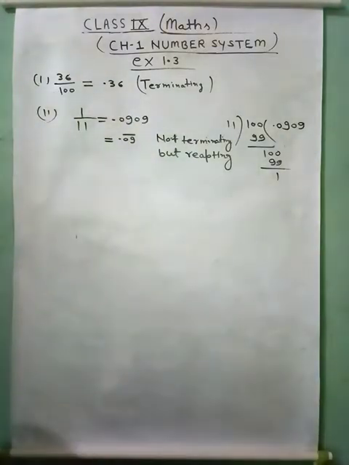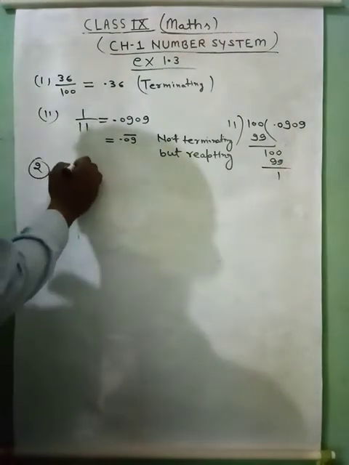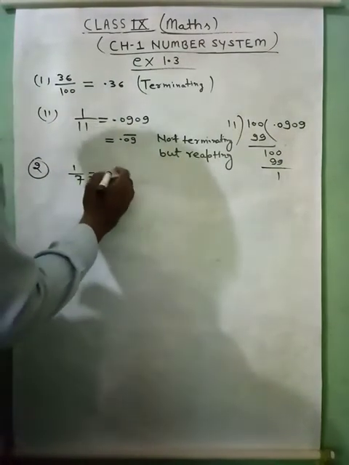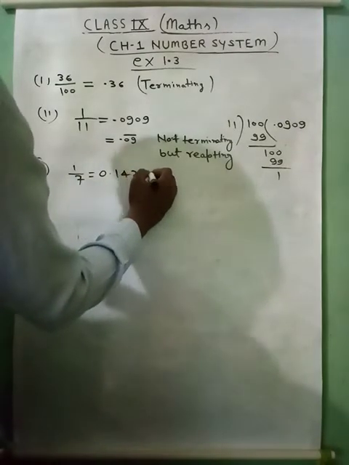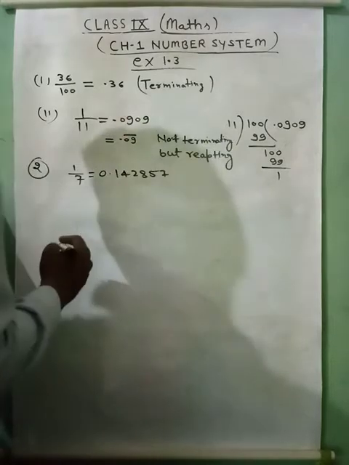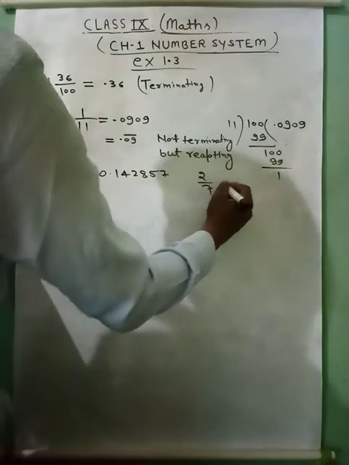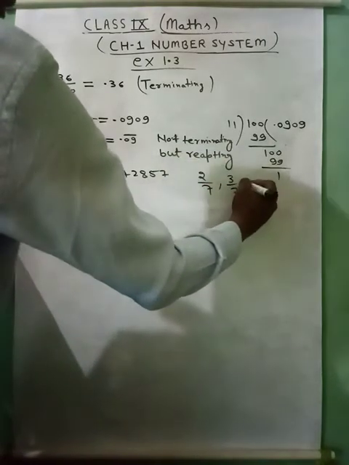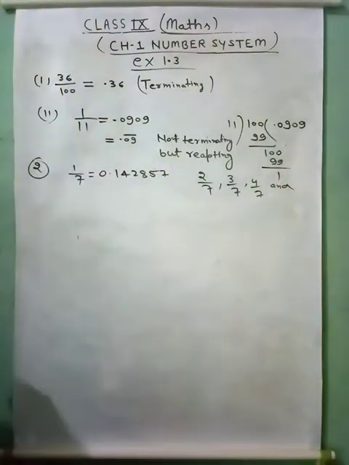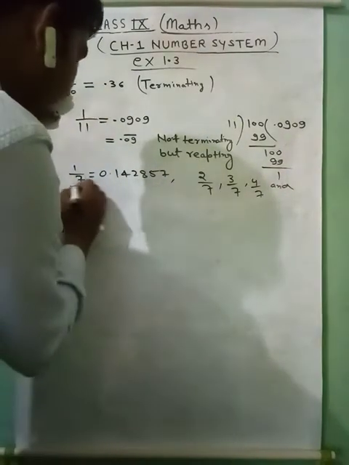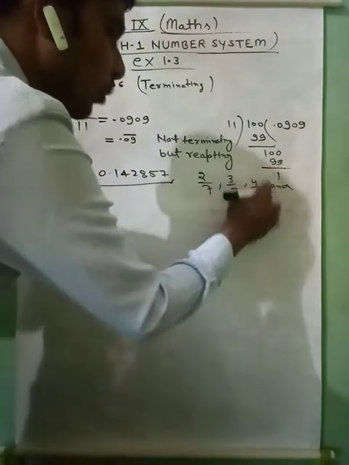Next, question number second. In question number second, it's saying that the value of 1 by 7 is equal to 0.142857, and it's asking for the value of 2 by 7, 3 by 7, 4 by 7 and so on. It means the value of 1 by 7 is given, and you have to find the value of 2 by 7, 3 by 7 and 4 by 7.